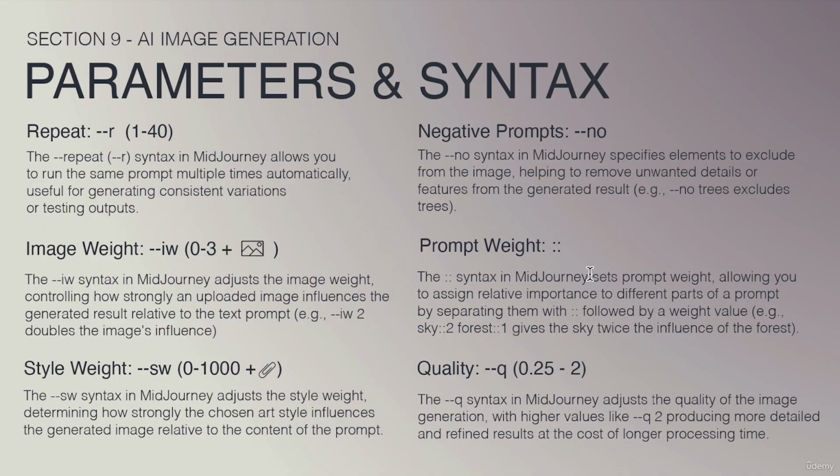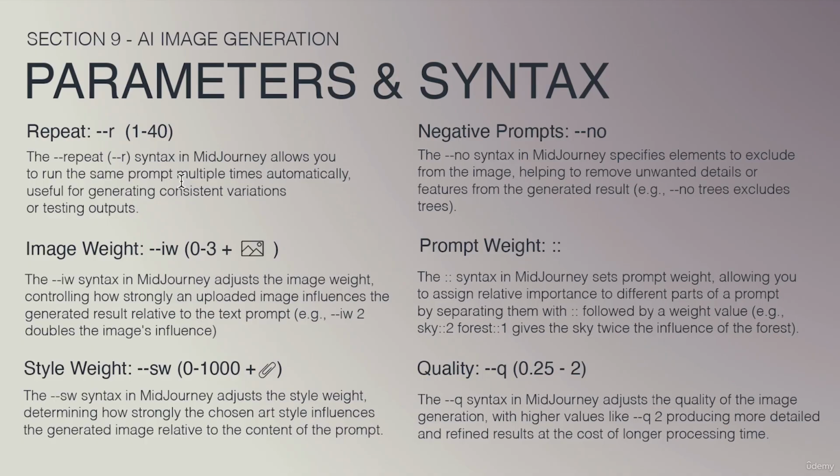Now repeat, very handy. You've seen me use that. All you do is type in --r space and then a number between 1 and 40, and it will generate that. So if I say --r space 4, because Midjourney does 4 images anyway, you're going to get 4 times 4, which is 16 images that are going to be brought up.